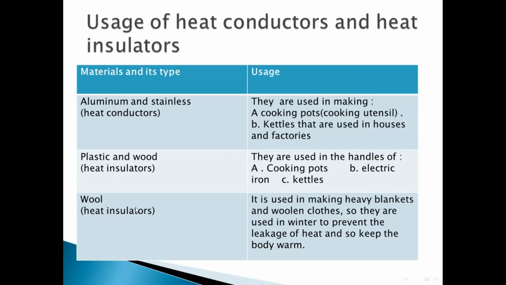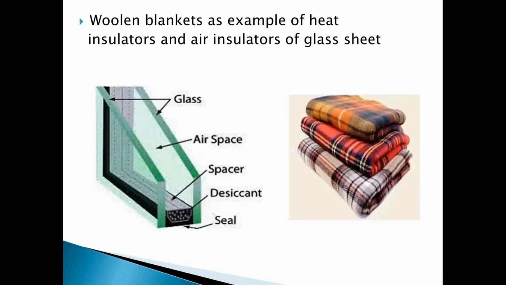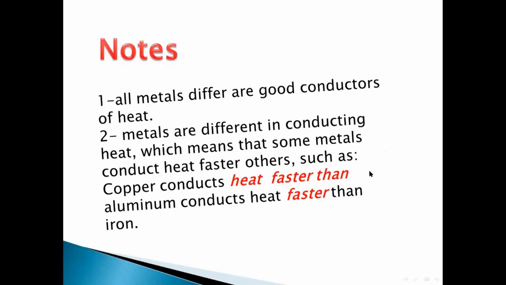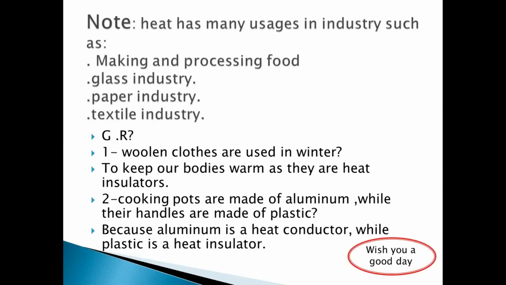Wool is a heat insulator. Why? It is used in making heavy blankets, like we said, to give us warmth and heat in the winter days, like this woolen clothes as a heat insulator. We can benefit from heat in many usages in industry, such as making and processing food, the glass industry, the paper industry, and the textile industry.